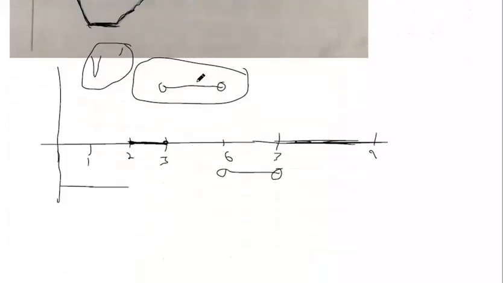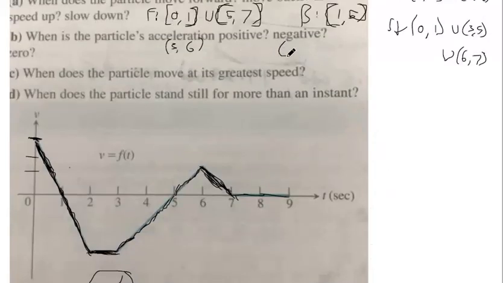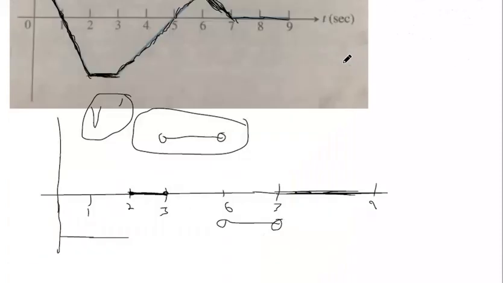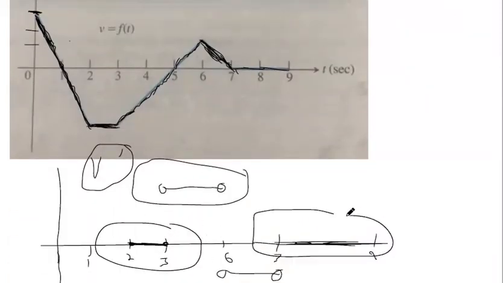Where is it negative? That's where the slopes of the velocity are negative. So down here and down here, that's where the acceleration is negative. So between 0 and 2, I should say. And then we said between 6 and 7. That's where the acceleration was negative. And where is it 0? I'll leave that for you. That's just these locations, right?